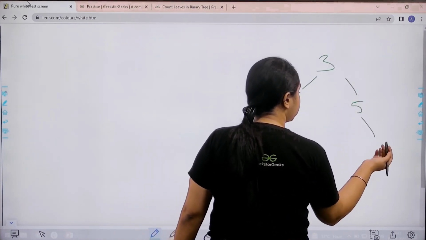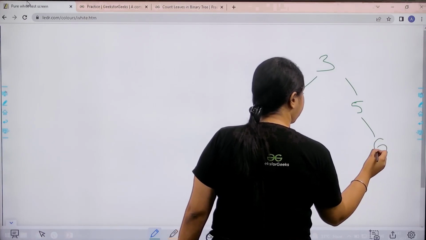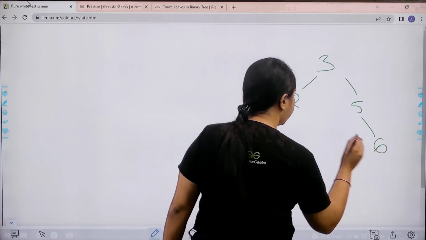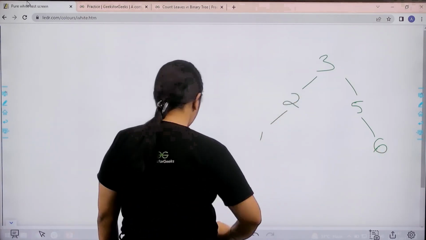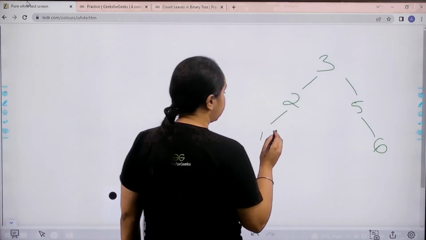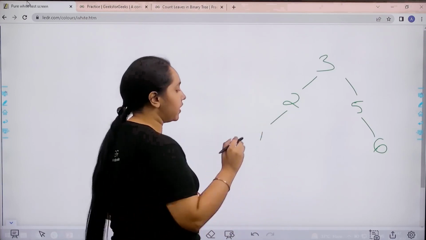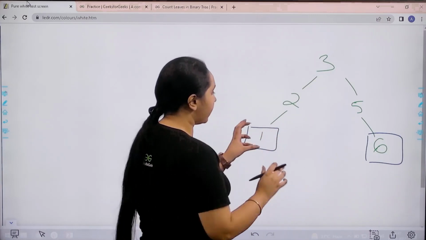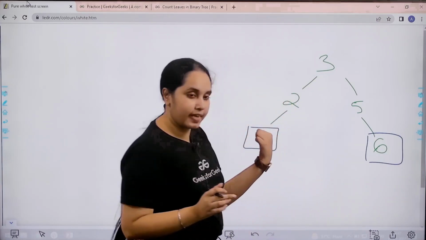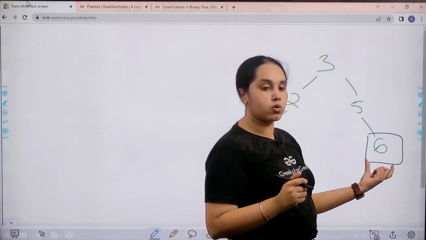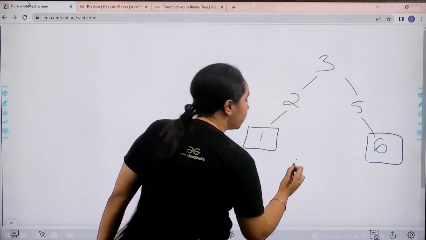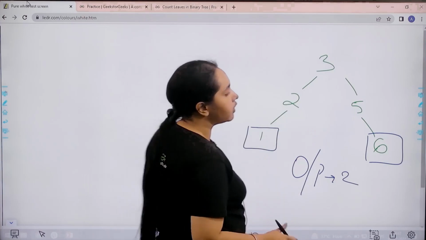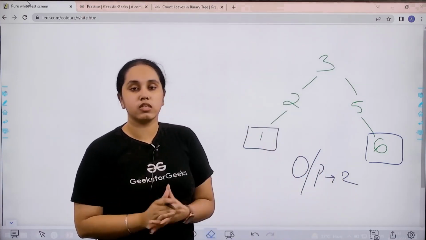Okay, and then let's say we have 6. Now this is a binary tree. In a binary tree, by leaf node I mean the ending values. So that means 1 is the last node on the left side and 6 is the last node on the right side, right? So my output would be 2. So basically it is the count of the leaf nodes. I hope the concept is clear to you.